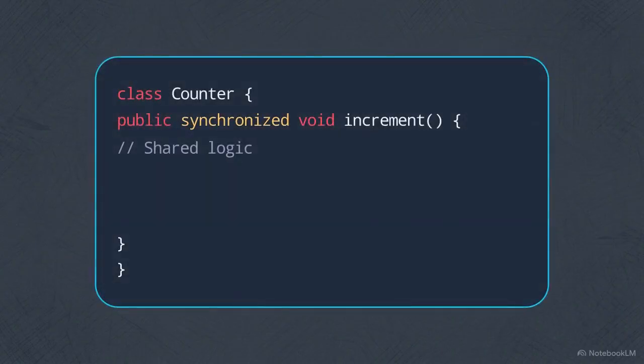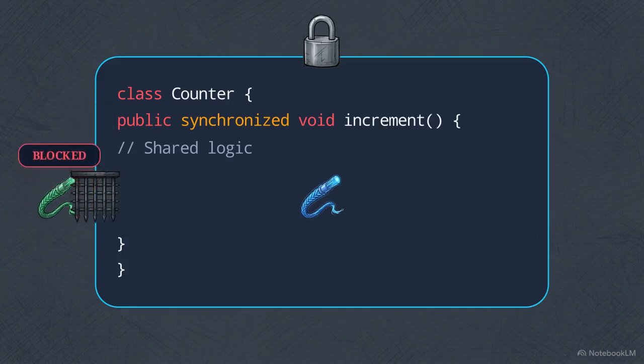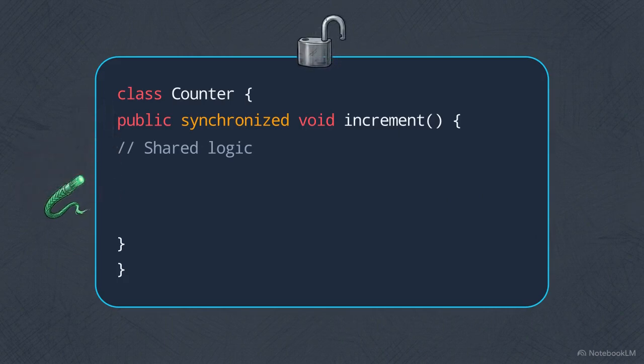Java's synchronized keyword fixes this. Applied to a method, it enforces a one-at-a-time rule. Thread 1 enters and secures an exclusive lock. Thread 2 hits a wall, entering a blocked state, sitting idle until thread 1 exits and releases the lock, allowing thread 2 inside.